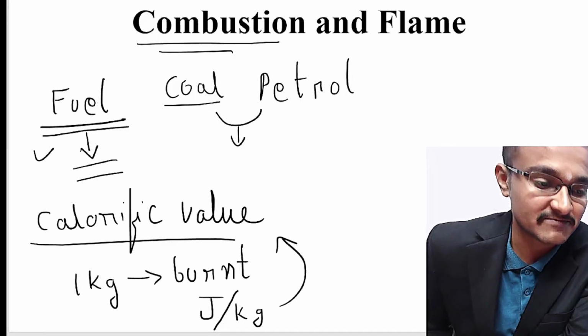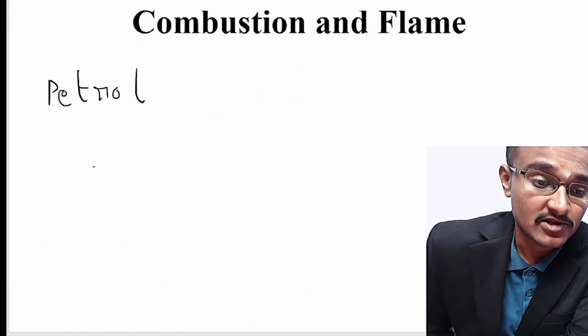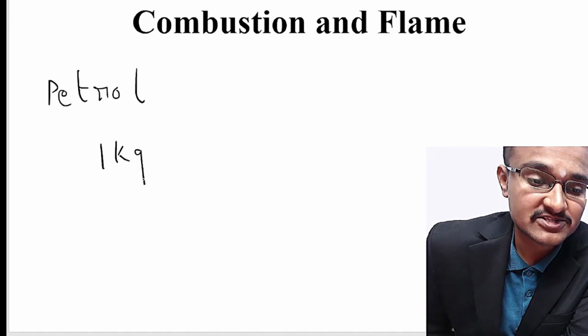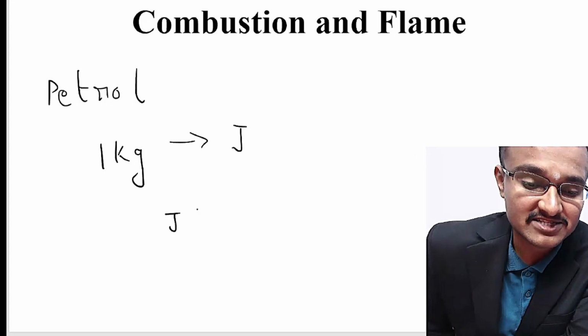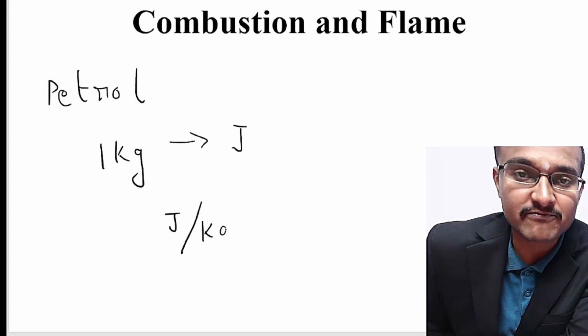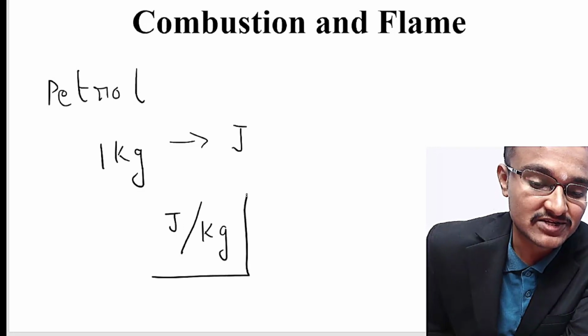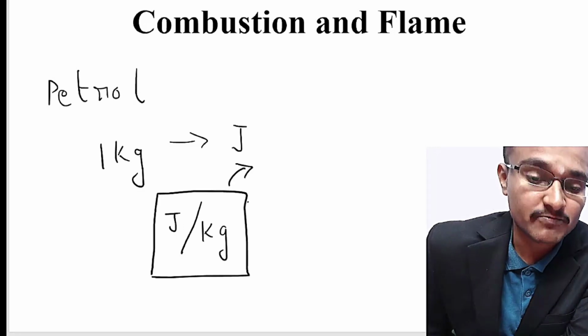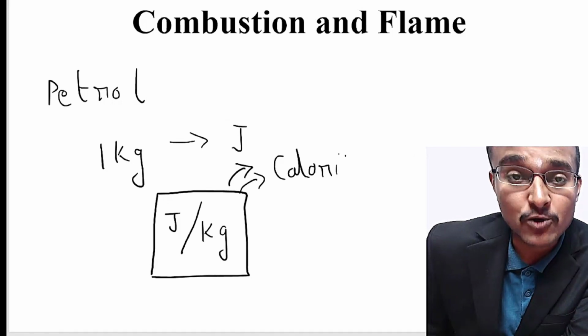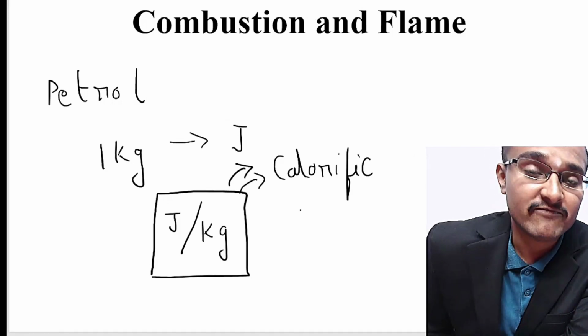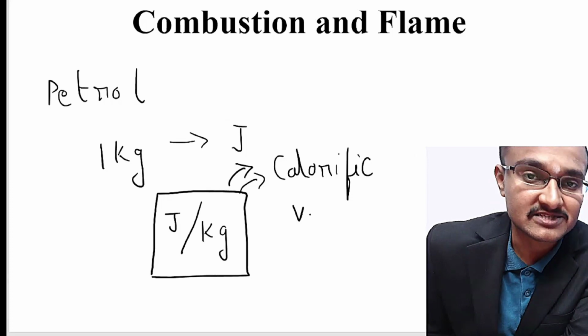For example, if you burn 1 kg of petrol, how much energy is released? That energy released per kg of burning of a substance is known as calorific value. Joule per kg is the SI unit for calorific value. So that is how much energy is released when 1 kg of substance is burnt.